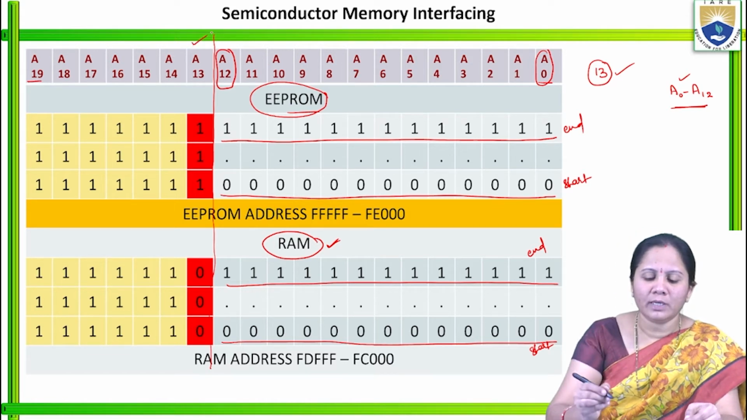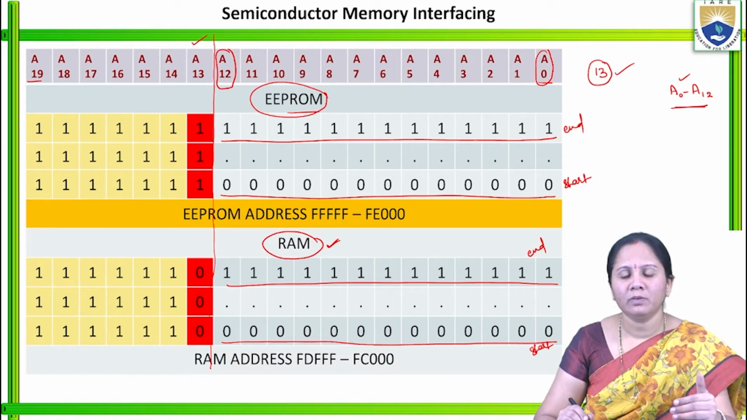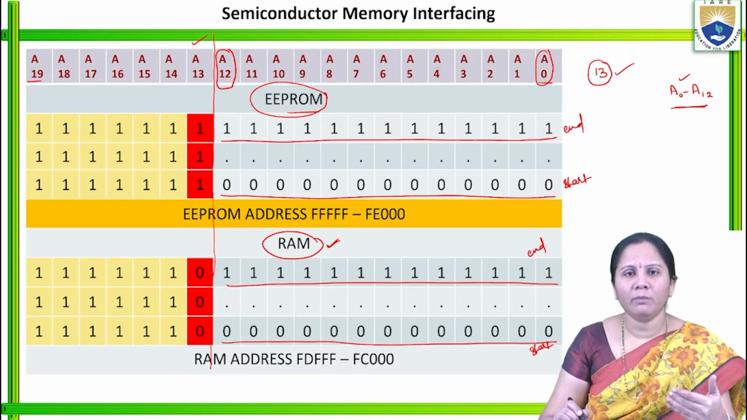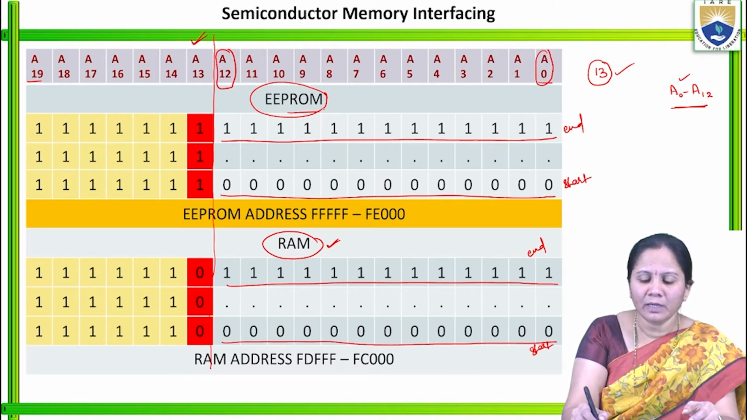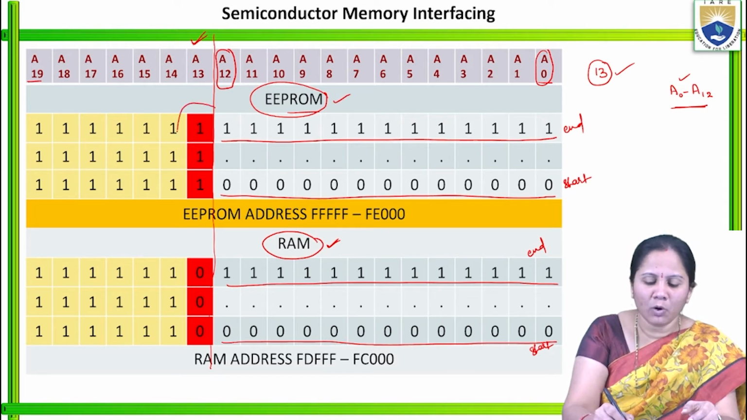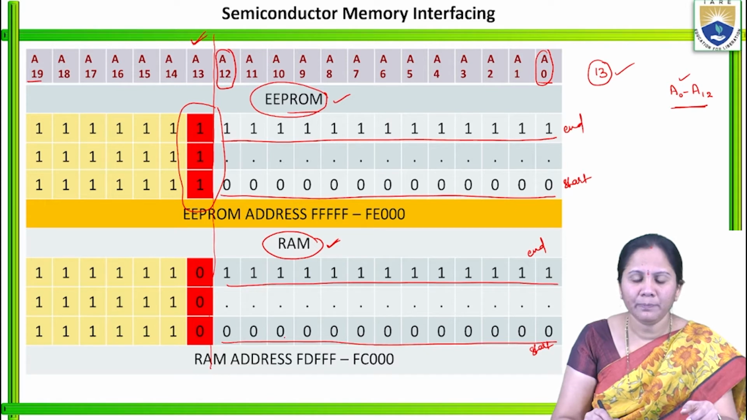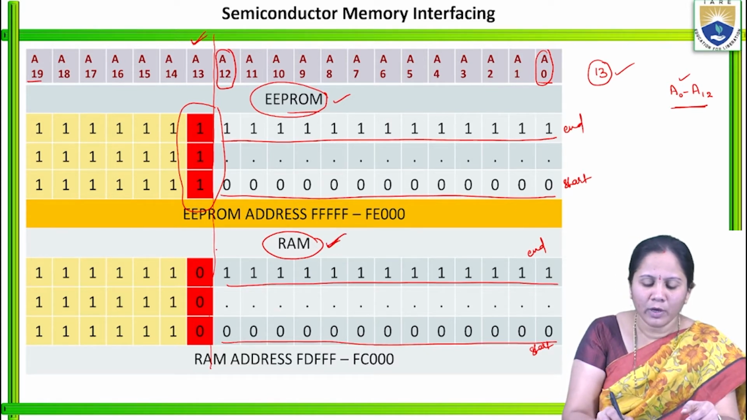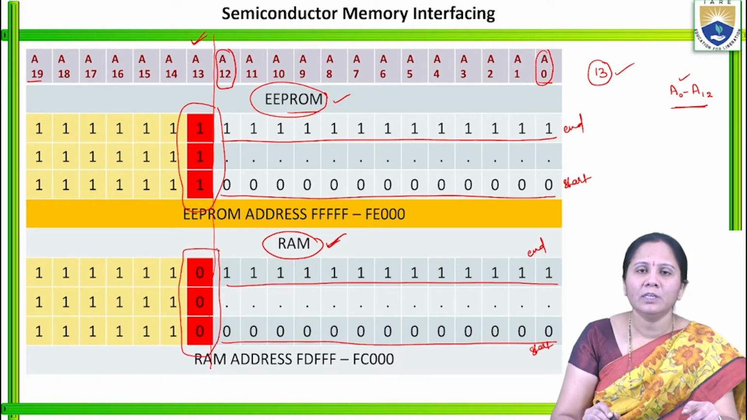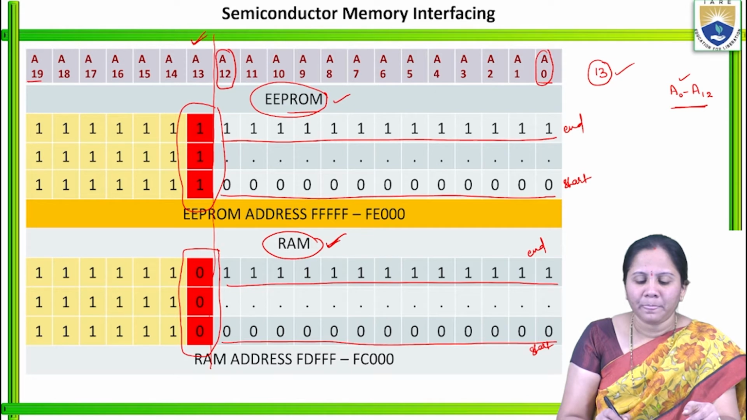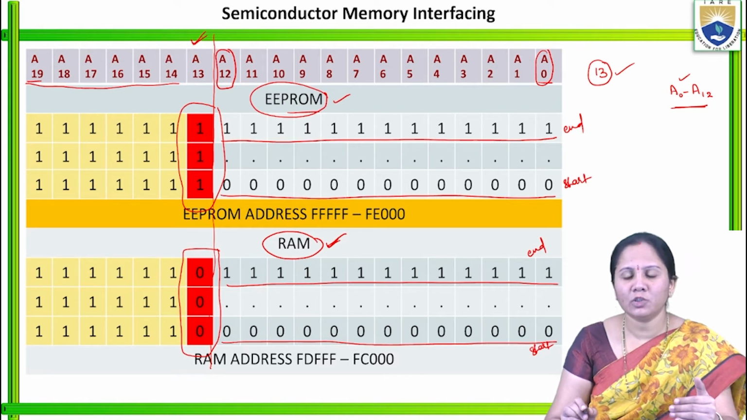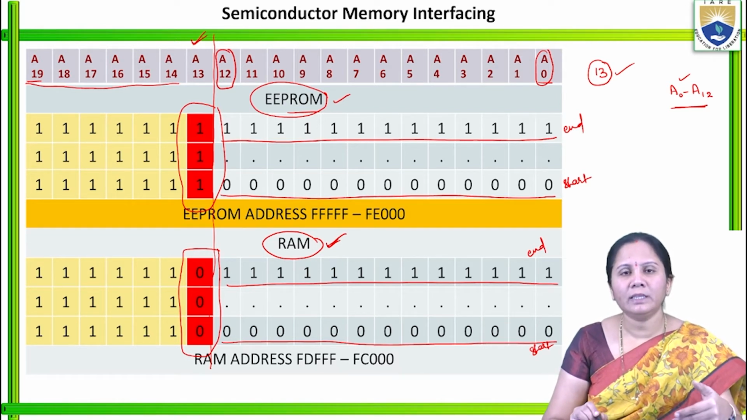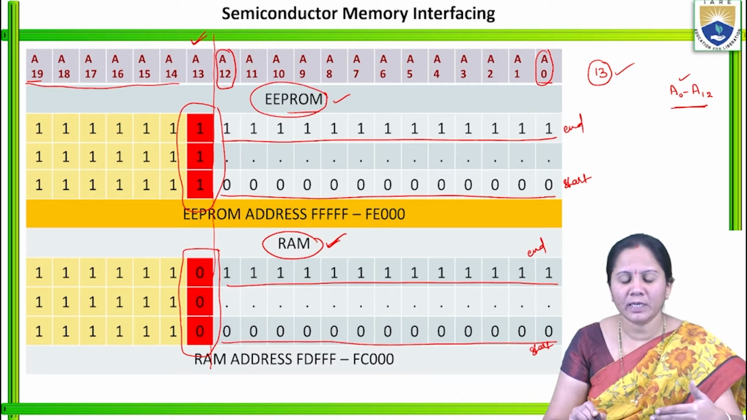Next, coming to the A13 bit: since the sizes of both the chips, ROM and RAM, are equal, in order to differentiate ROM and RAM we use the A13 bit. To represent ROM, we keep this bit as 1. To say that it is RAM, we keep this A13 bit as 0. The remaining address lines are not used; based on the size of the chip, only 13 lines are used. The A13 bit is used to differentiate ROM and RAM by indicating 0 and 1.